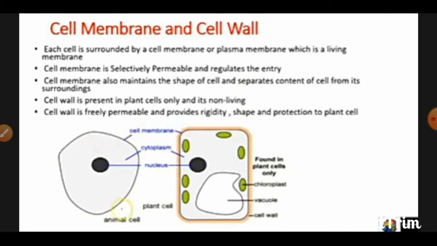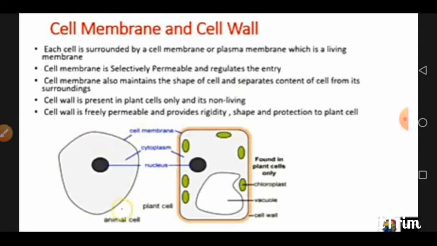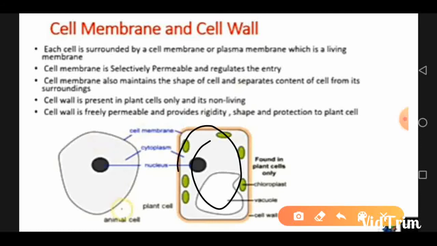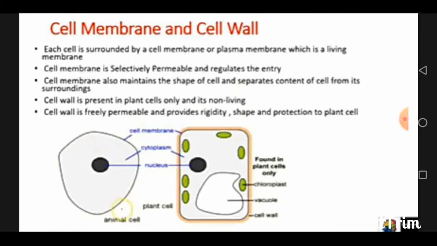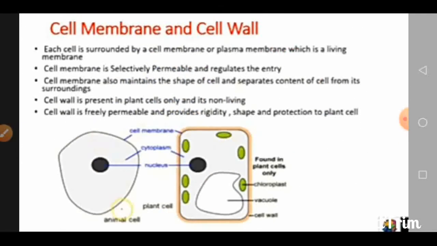For example, think of a boys school. What happens in a boys school? Girls' entry is restricted. Like that only, in the plant cell, all the particles will not enter. It has restricted entry. So the girls are restricted in the boys school. This is what a selectively permeable cell is.